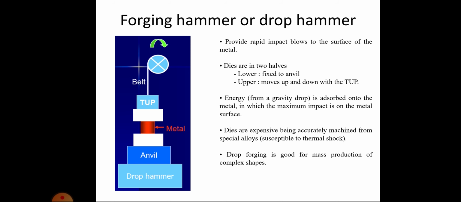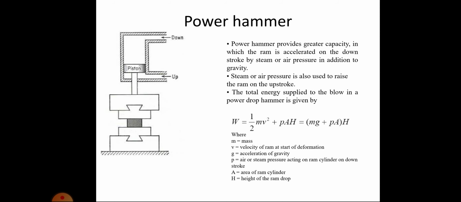The next one is the power hammer or hydraulic type. The power hammer provides greater capacity in which the ram is accelerated on the downstroke by steam or air pressure in addition to gravity. Here a piston is there which can be moved up and down by using pressurized air or steam. Steam or air pressure is also used to raise the ram on the upward stroke.